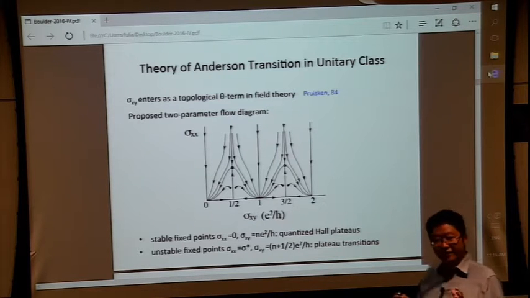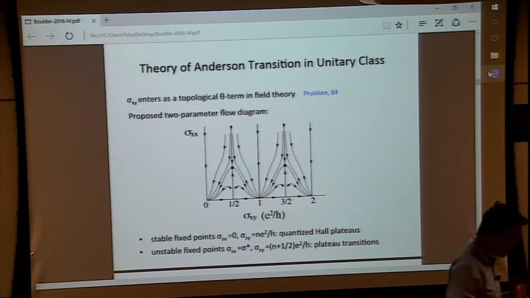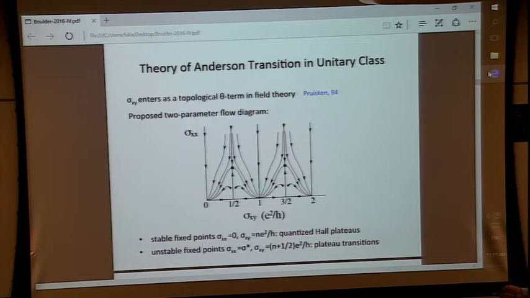Instead of thinking of these two variables as abstract quantities in the theory, you can think in terms of just the measurable quantities. If I have a system of a given size, I can measure the conductance, longitudinal and Hall, and then we can ask, how do these two measurable quantities change as we change the system size? What's the predicted flow? So this is exactly what I'm talking about now.